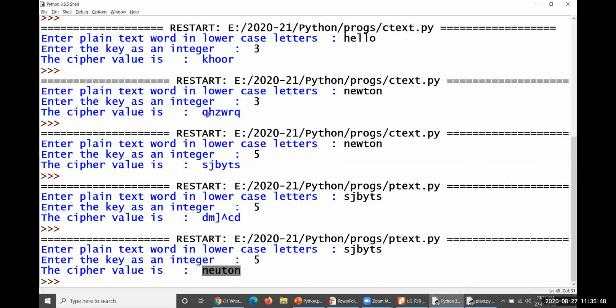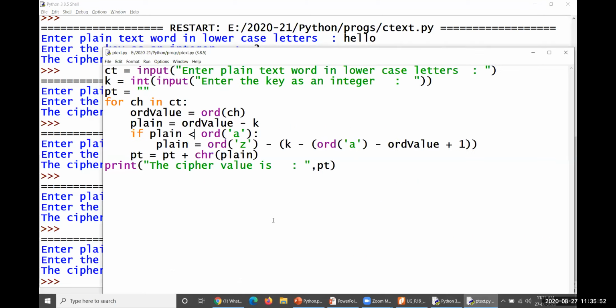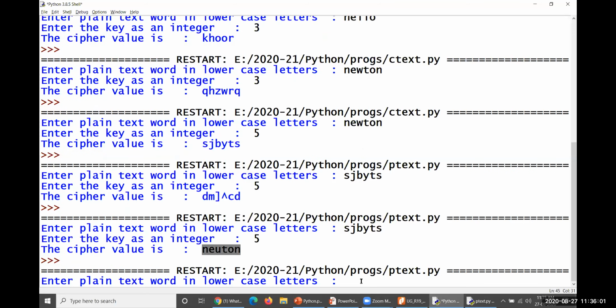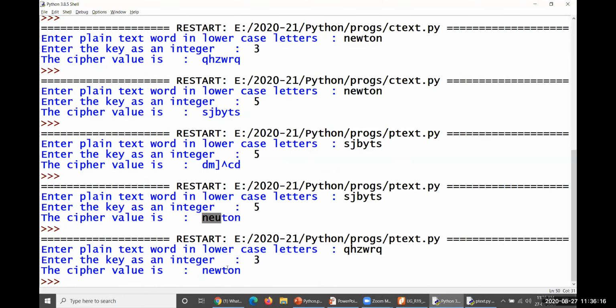Let me check out this particular thing. QHW RQ. Let me execute one more time. QHW, QH ZWRQ. So the key value here is 3. So Newton, for this one, it has come very properly. We would like to check it out. So it could be worked out for all keys. There is no problem at all.